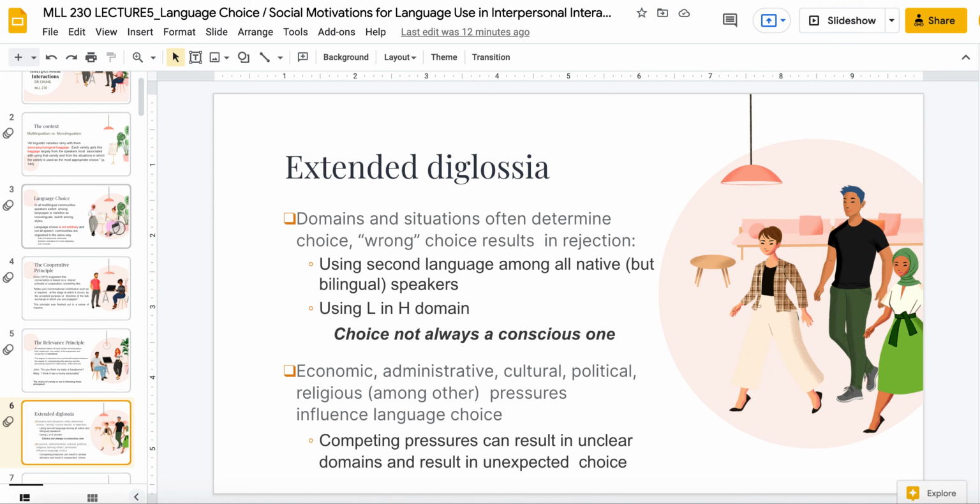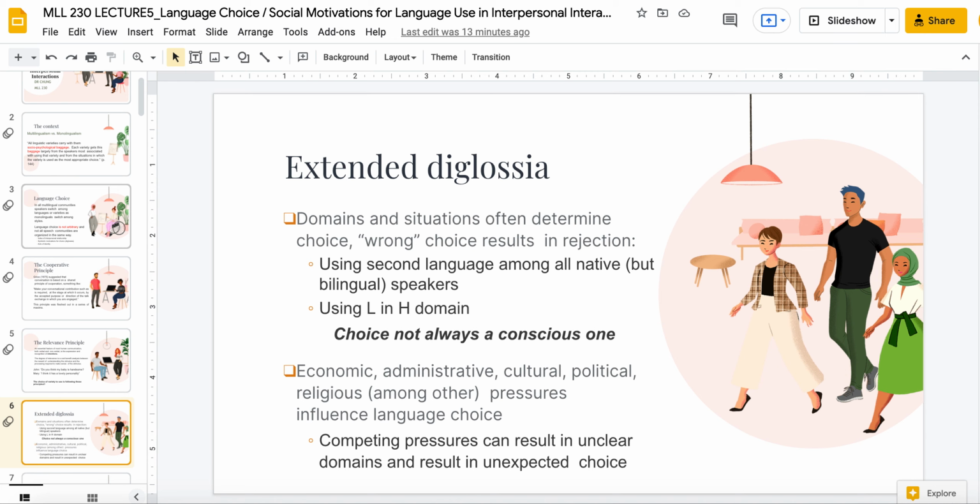So let's talk about extended diglossia. There might be domains and situations which determine a choice, and whether or not you make the wrong choice can result in rejection. Like in the previous instance, Mary is probably very close to John. First of all, John has to be pretty close to Mary. You're not just going to ask a stranger, "Hey, do you think my baby's handsome?" Mary and John are pretty close here, and Mary's probably joking, right?